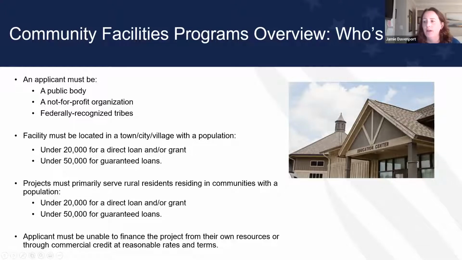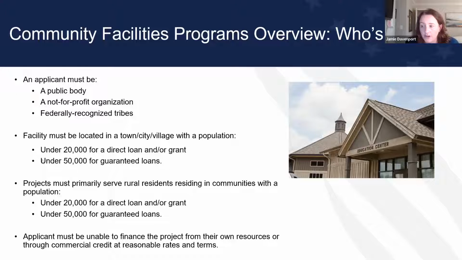So if we talk more about who's eligible, eligible applicants include public bodies, nonprofits, and tribes. In the community college space, we have some colleges that are organized as public bodies, some that are set up as nonprofit, and we've seen some tribal colleges come in too, of course. We fund a lot of tribal colleges or federally recognized tribes assisting those facilities. The eligible areas for our direct loans and grants include communities of 20,000 or less in population. The facility that we're funding must be located in a town, city, or village of 20,000 or less, or located in an unincorporated area.